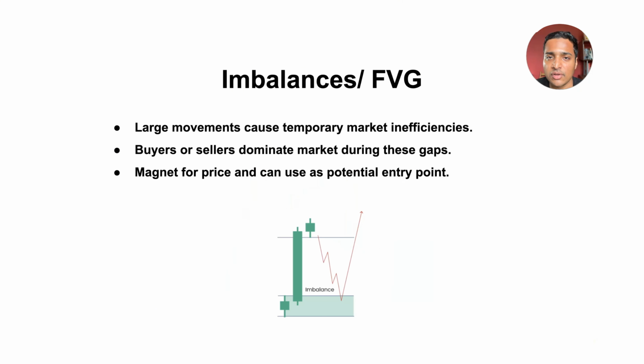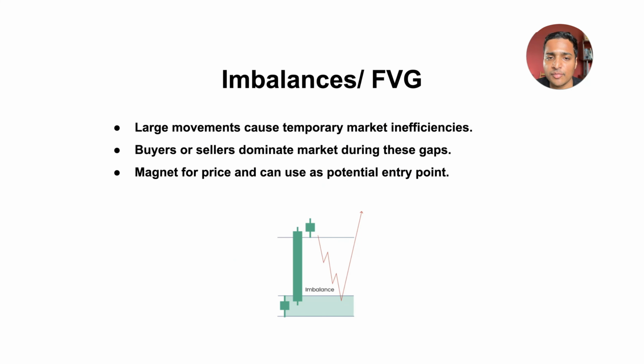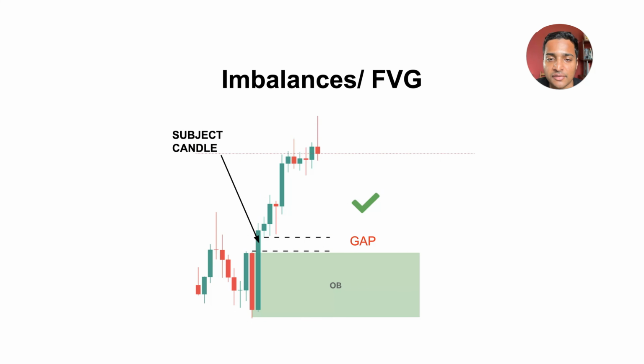The next step in smart money concepts is understanding imbalances or fair value gaps, which are large movements causing temporary market inefficiencies. So an imbalance between buyers and sellers. And this can act as a magnet for price, and we can use this as potential entry points. The next step is identifying an imbalance.